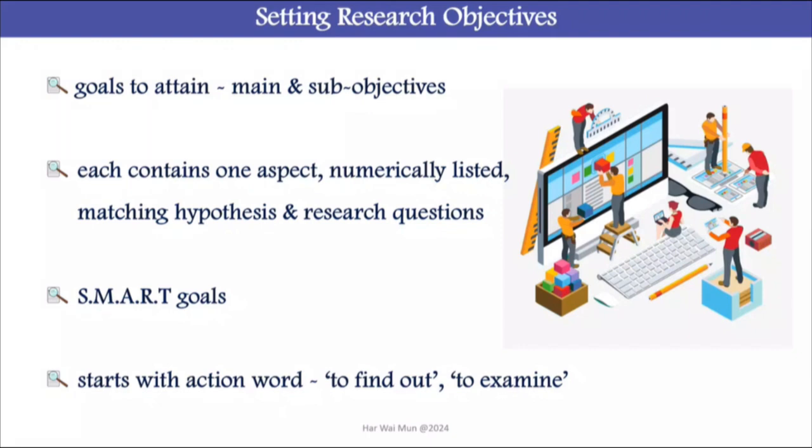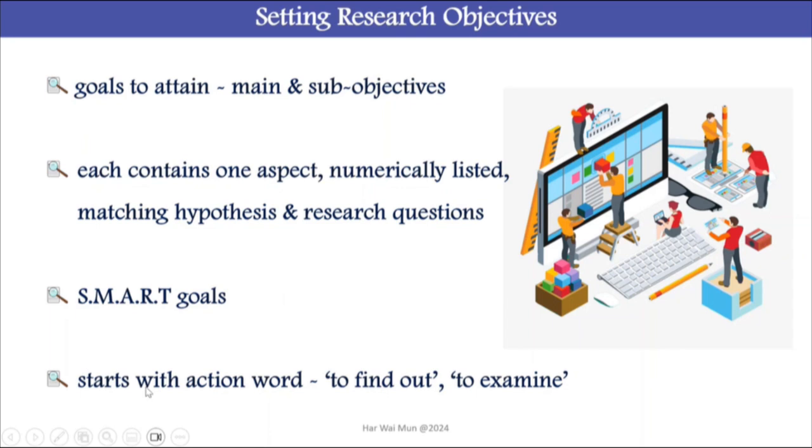Usually we just say has a relationship, we don't specify whether positive or negative, because your outcome may be positive, may be negative. And if your outcome is not significant, that means it's back to the null hypothesis. So you have no relationship, right? So set the SMART goal.